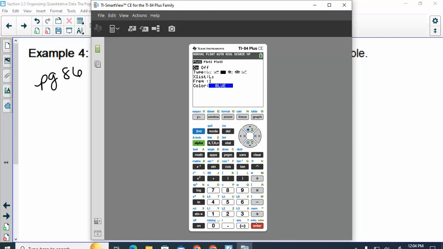So I want you to go into Window. Our X-min, when we set up our classes, what was the lowest class? Where did it begin? So my X-min is 670. Enter the max. Where did my last class end? 39. X scale. How wide were our classes? 10.